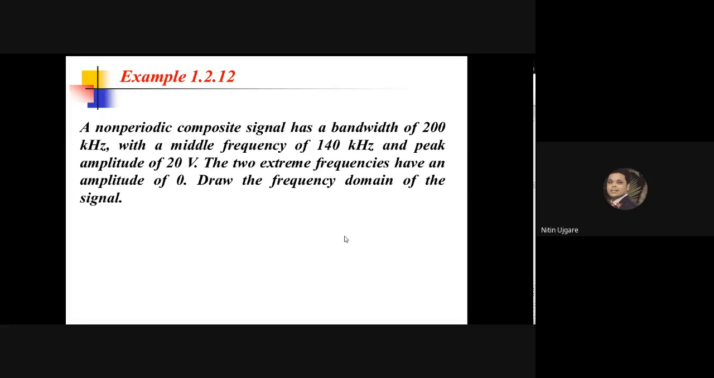Okay, so let me tell you. The lowest frequency will be 40 kilohertz and the highest frequency will be 240 kilohertz, because the bandwidth that is given to us is 200 and the middle frequency that is given to us is 140 kilohertz. So the lowest frequency would be 40 and the highest frequency will be 240. Understand? And how did we find it? Because we have been given a middle frequency.